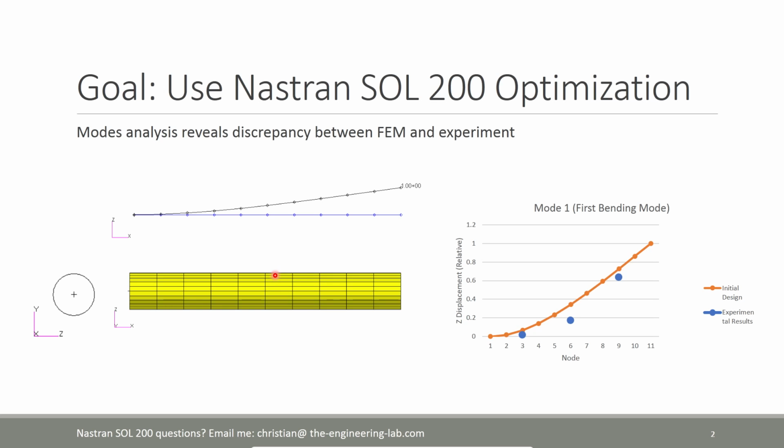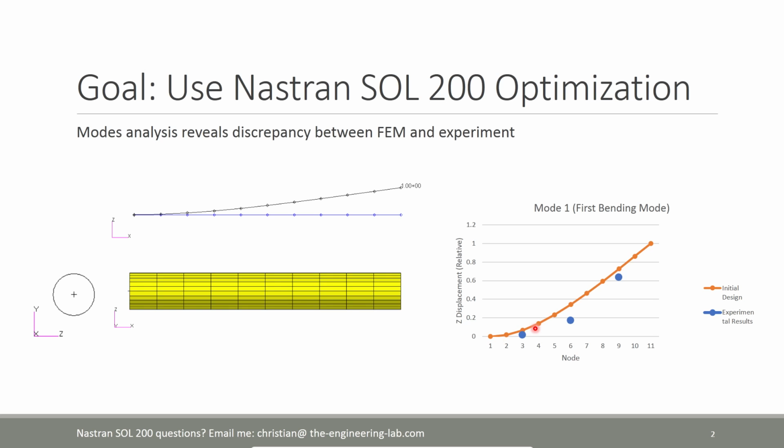So what is our goal in this example? Here we have a very simple beam, if you will. One end is fixed while the other end is allowed to freely move. And we've performed a finite element simulation that you see here represented in orange. Here in orange is the first bending mode.